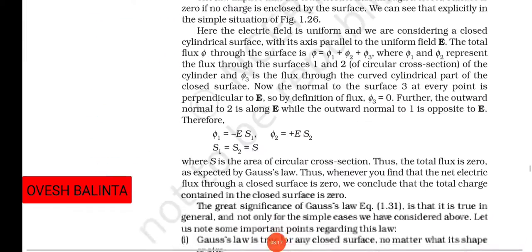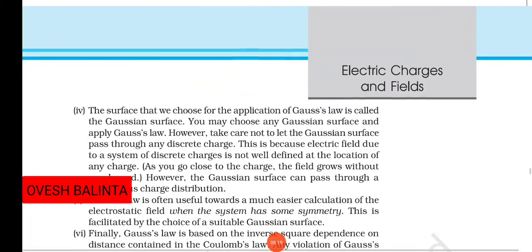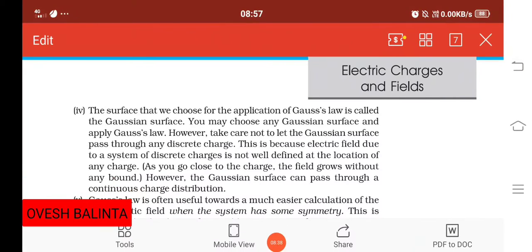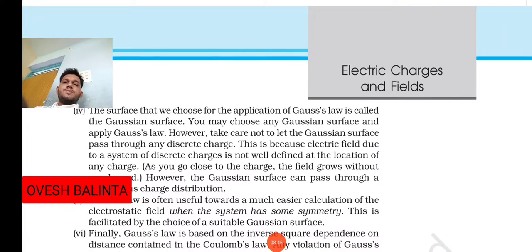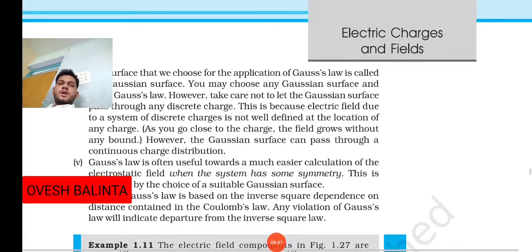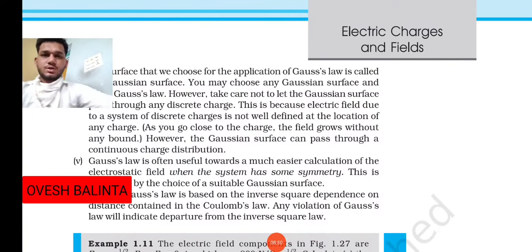Then we come to the next line: the surface that we choose for the application of Gauss law is called the Gaussian surface. Whenever we are talking about this kind of situation, this kind of closed surface, it is a Gaussian surface. So now we are discussing the Gaussian surface.